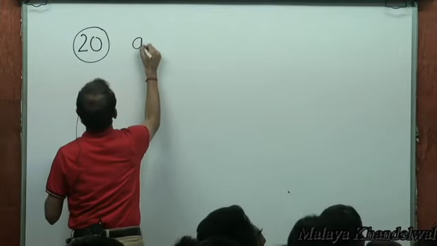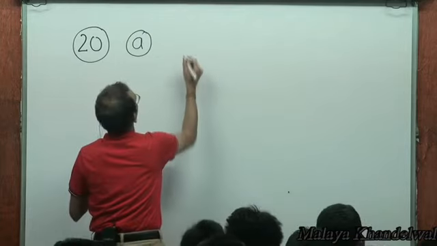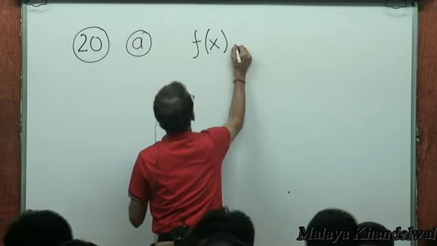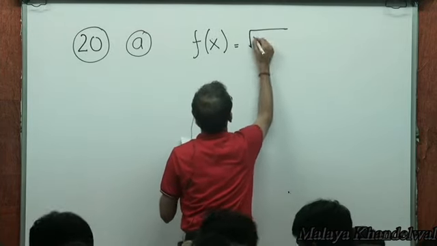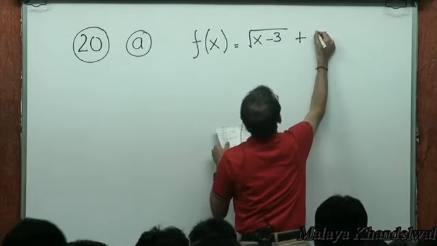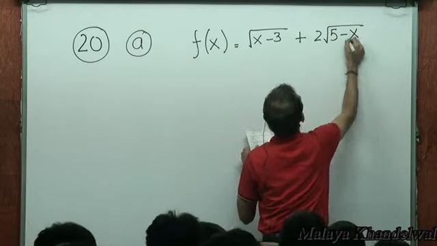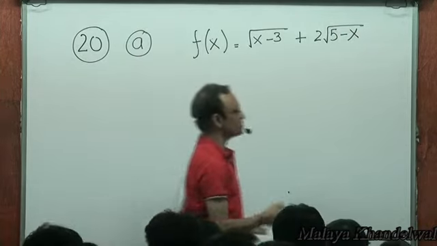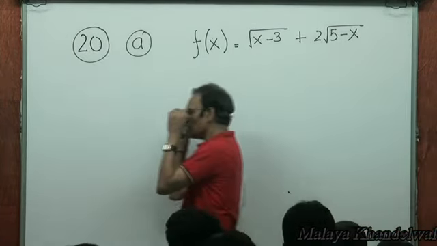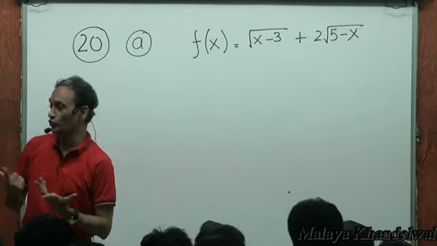So 20A. We want to find the range of f(x) = root(x minus 3) plus 2 root(5 minus x). We want to find the range of this function. So, is there a domain of this function? Yes. What's the domain? 3 to 5.